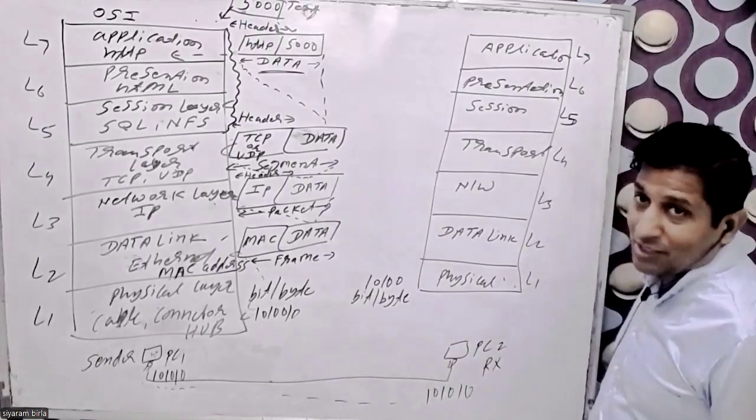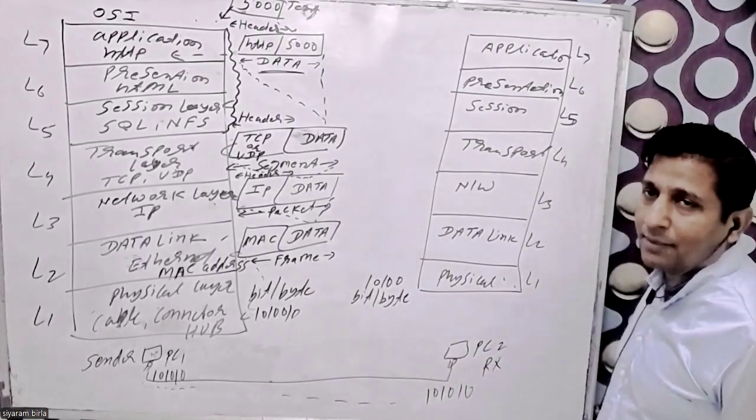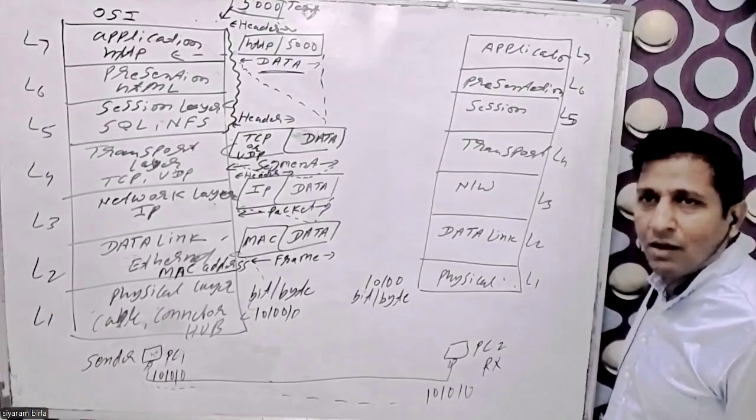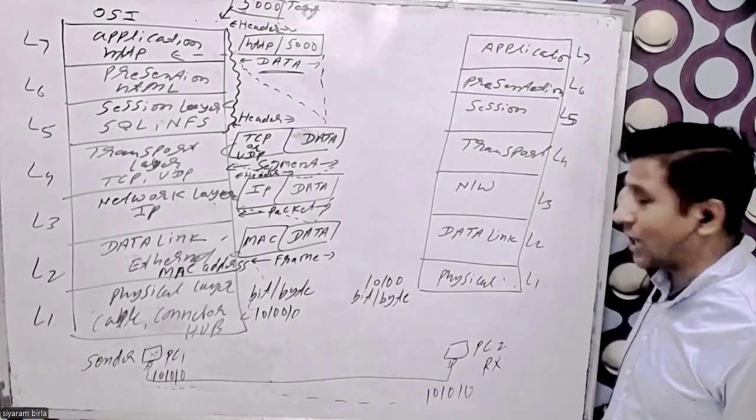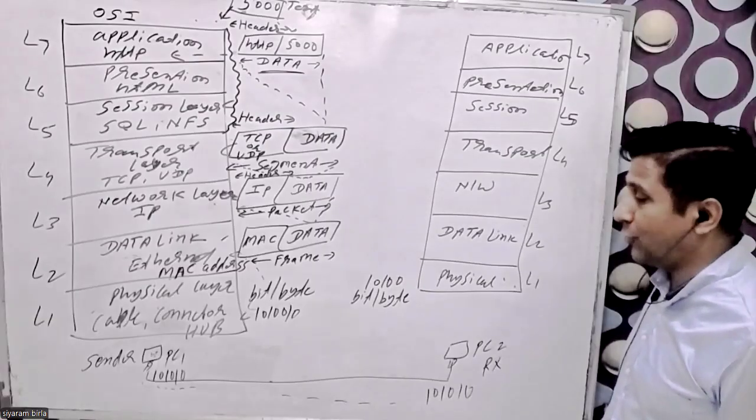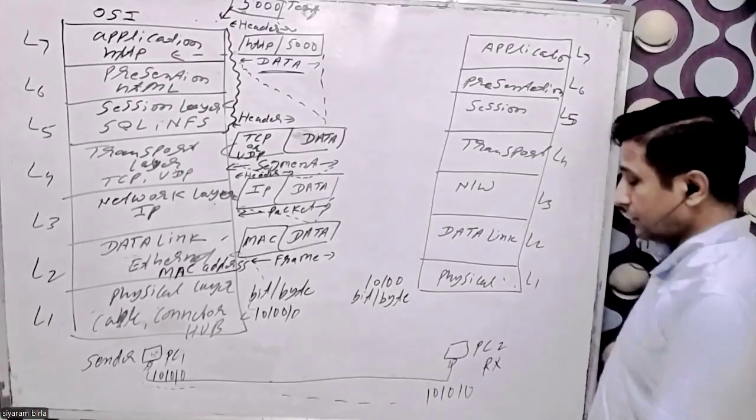I'll explain the difference between bits and bytes, but bits and bytes is a binary number. In the next lecture, I'll explain in depth when I explain the IP address. At that time, I will explain bits and bytes.